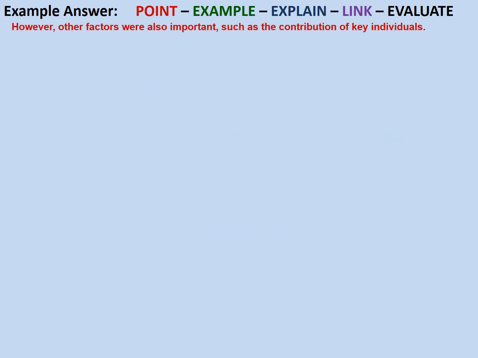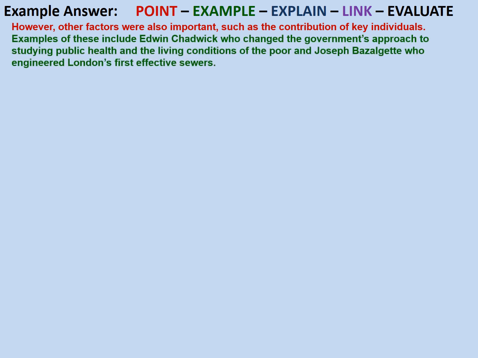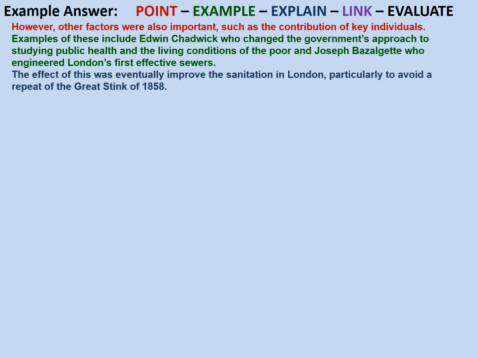However, other factors were also important, such as the contribution of key individuals. Examples of these include Edwin Chadwick, who changed the government's approach to studying public health and the living conditions of the poor, and Joseph Bazalgette, who engineered London's first effective sewers. The effect of this was to eventually improve the sanitation in London, particularly to avoid a repeat of the Great Stink of 1858.